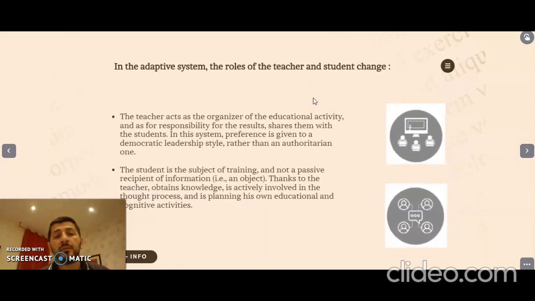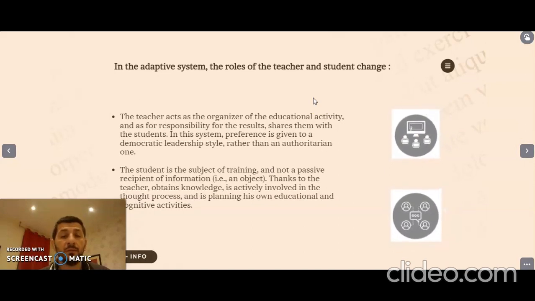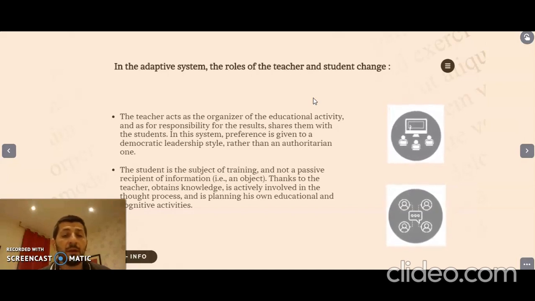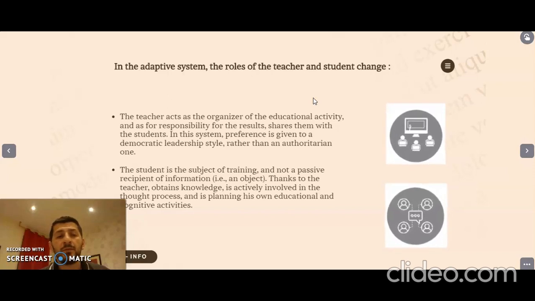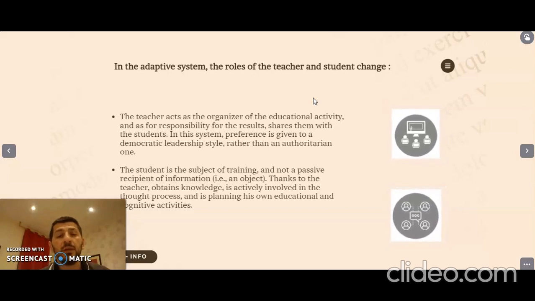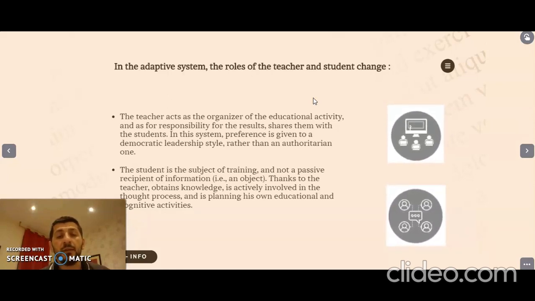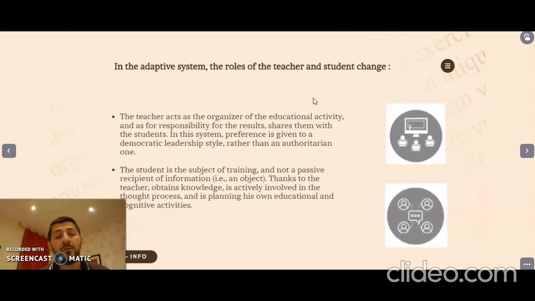In the adaptive system, the roles of the teachers and students are changed. The teacher acts as the organizer of the educational activity and takes responsibility for the result, sharing it with the students. In this system, preference is given to a democratic leadership style rather than an authoritarian one. The student is the subject of training and not a passive recipient of information.